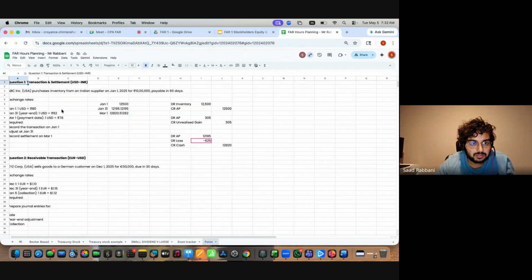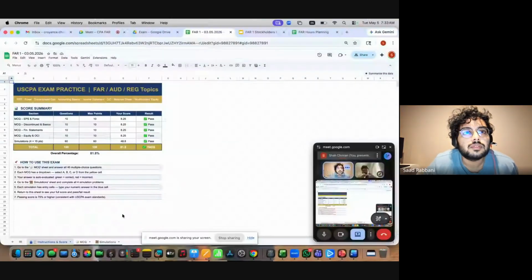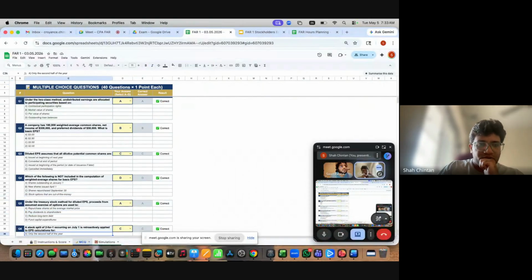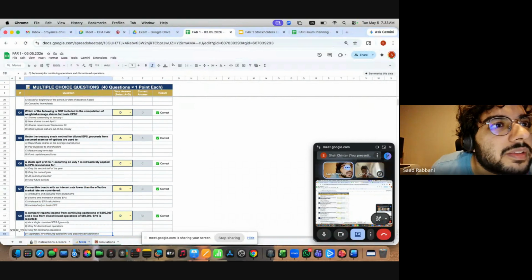Can we open the question? There was a foreign currency question in the exam. Let me figure out where the exam was. Let me share again. Which question number is it? In foreign currency MCQs, I think it's 13.